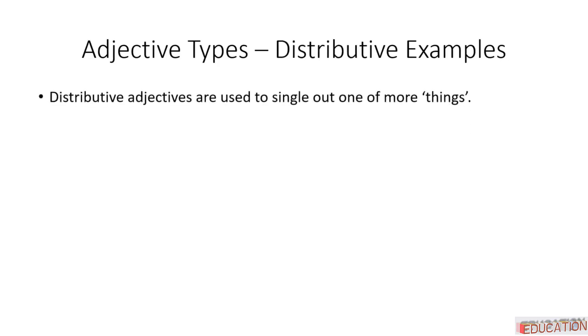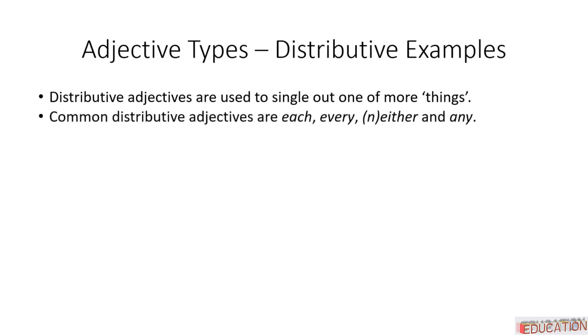And distributive adjectives are used to single out one or more things, as nouns, pronouns, that type of thing. And common distributive adjectives are each, every, either, neither, and any. And again, they're always followed by a noun.